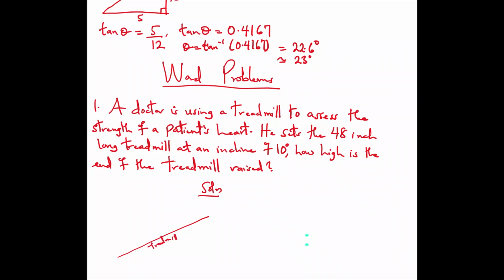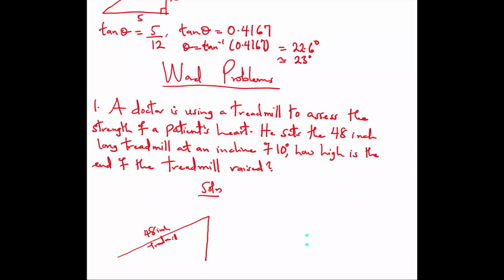So this is the treadmill, okay? And you know, at the bottom of the treadmill, the height is not that long. It's just a short distance from the top of the treadmill to the ground. So this is this side. It says the 48-inch long treadmill, so this is how long the treadmill is, 48 inches.